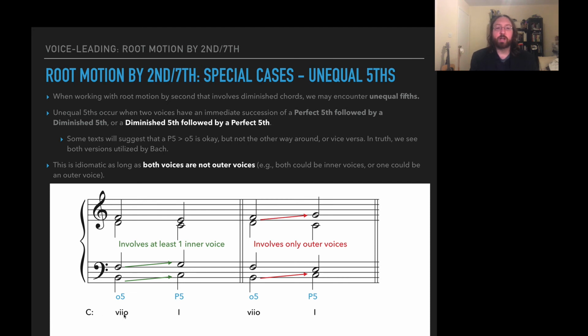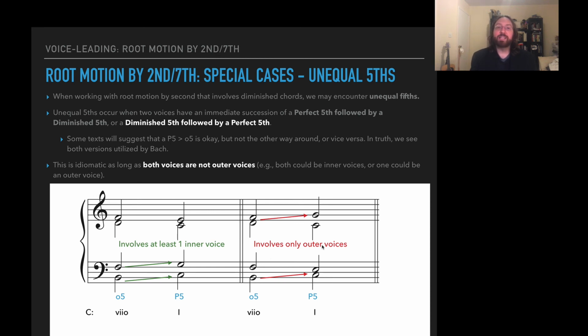We're in C major, and we've got our 7 diminished triad moving to 1. Here, in this case, we have a diminished fifth between bass and tenor, and a perfect fifth between bass and tenor. In this case, it involves at least one inner voice. It involves the tenor voice, remembering that our inner voices are our alto and our tenor voices. Our outer voices are our soprano and our bass voices. So in this case, this motion involves at least one inner voice, the tenor. So that is fine. It doesn't matter if it's moving diminished fifth to perfect fifth or the other way around, because we see Bach doing both.